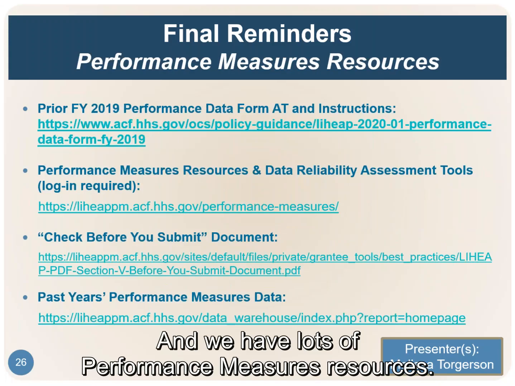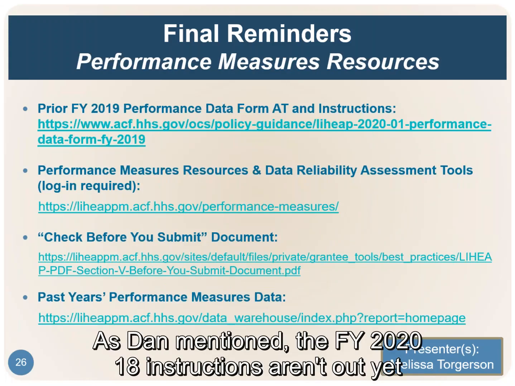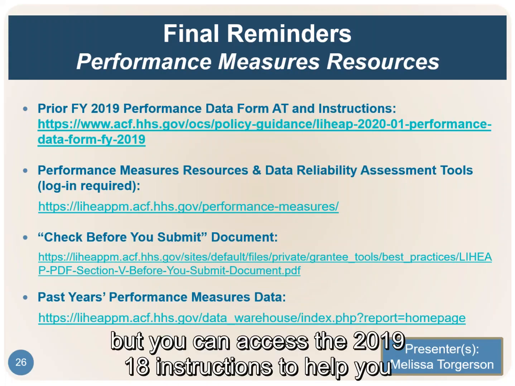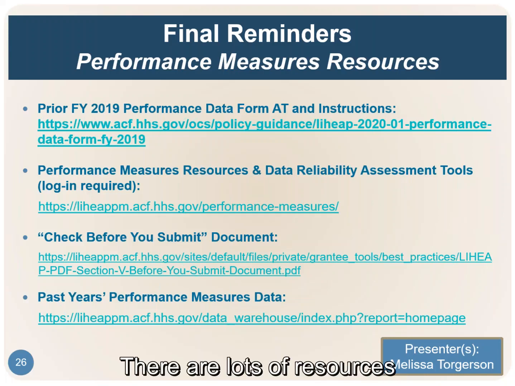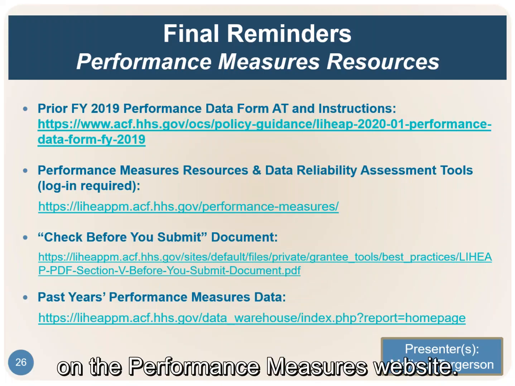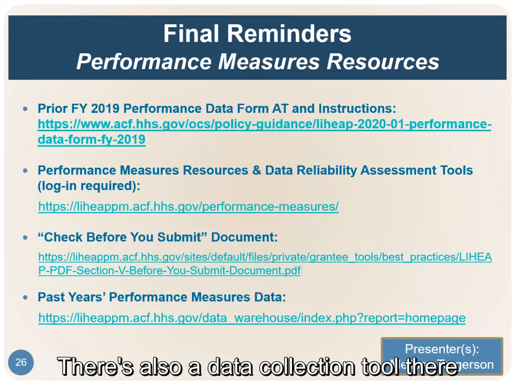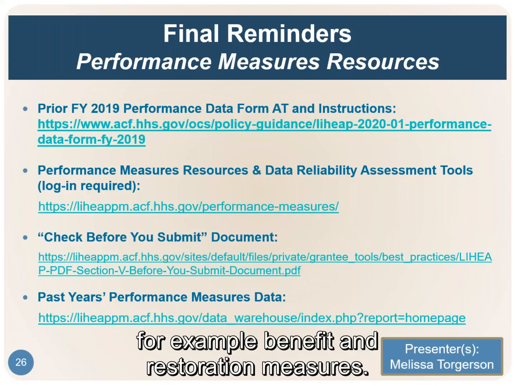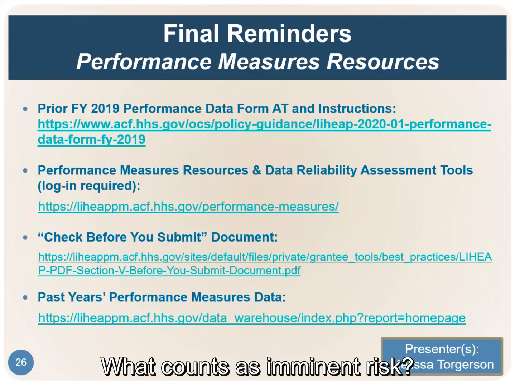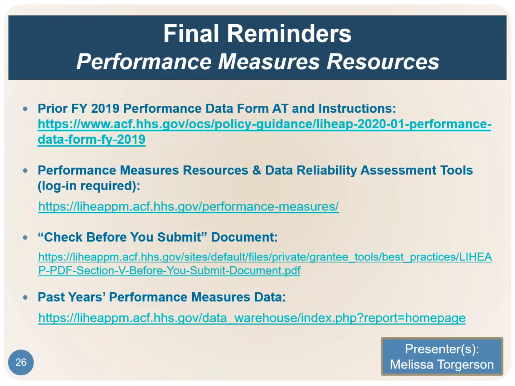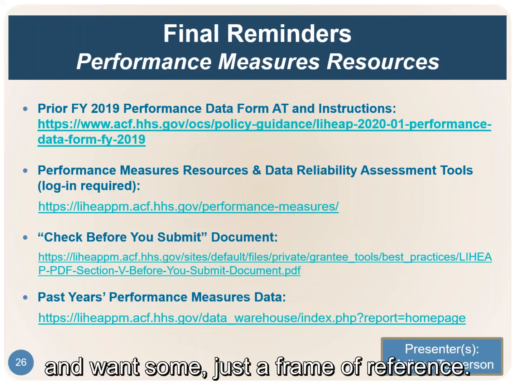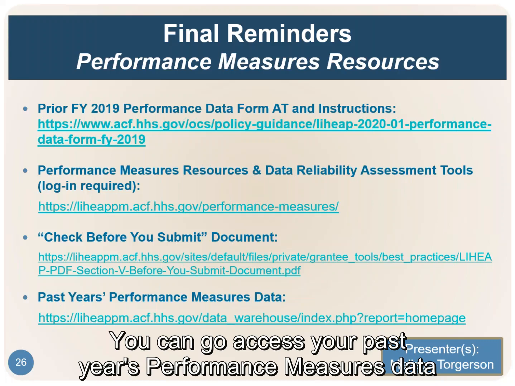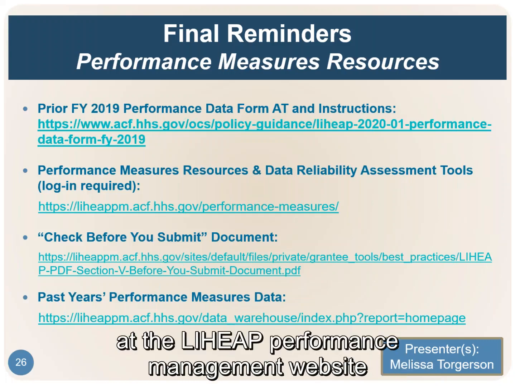And we have lots of performance measures resources. As Dan mentioned, the FY 2020 instructions aren't out yet, but you can access the 2019 instructions to help you with Module 2 of the performance data form. There are lots of resources and data reliability assessment tools on the performance measures website. There's also a data collection tool there that would help you figure out, for example, benefit and restoration measures, what counts as imminent risk. We're getting that question a lot. The check before you submit document, which we mentioned, the link is here. And for those of you who may be newer to this and want just a frame of reference, you can go access your past year's performance measures data in the data warehouse at the LIHEAP Performance Management website, and the link is here.